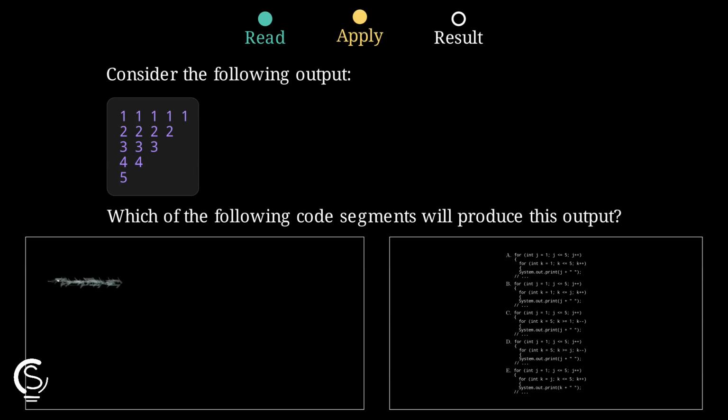Next, look at the count of numbers per row. The first row has 5 ones, while the last row has only 1 five. This means the inner loop must run fewer times.